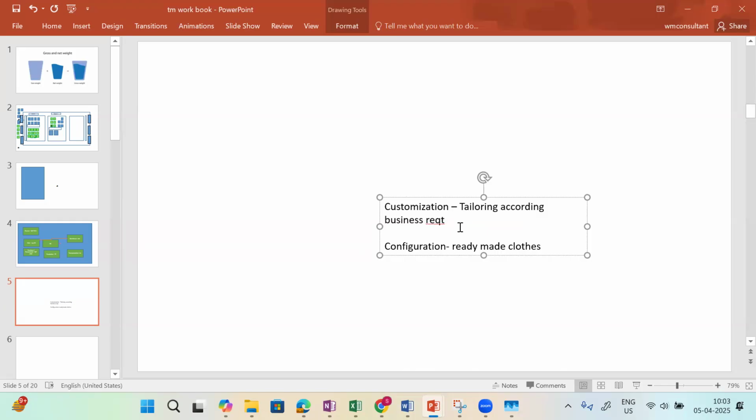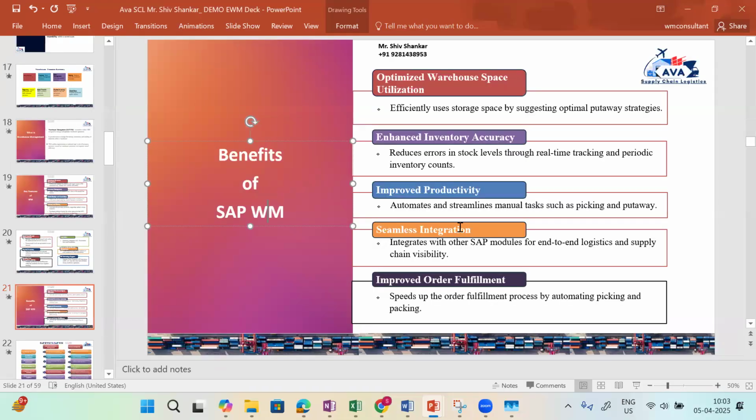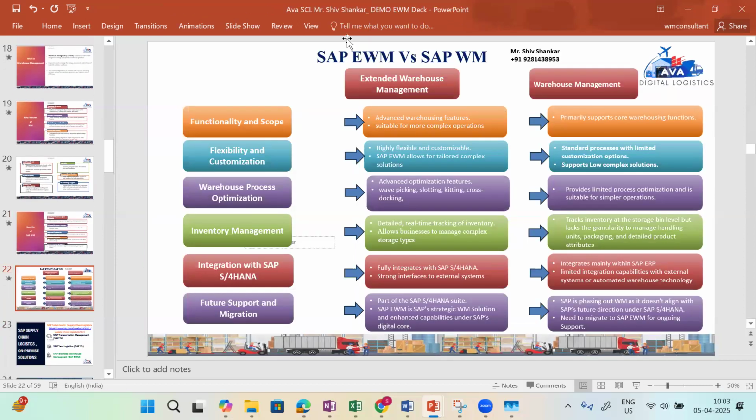Now, with the SAP WM, the clients, Volvo or Toyota, BMW, PepsiCo, Coke, any customers, are doing a lot of customizations in the SAP WM to tailor it to their business requirements. So SAP understood the pain of the customers, the clients. Then they thought of building a new solution, which is called Extended Warehouse Management.